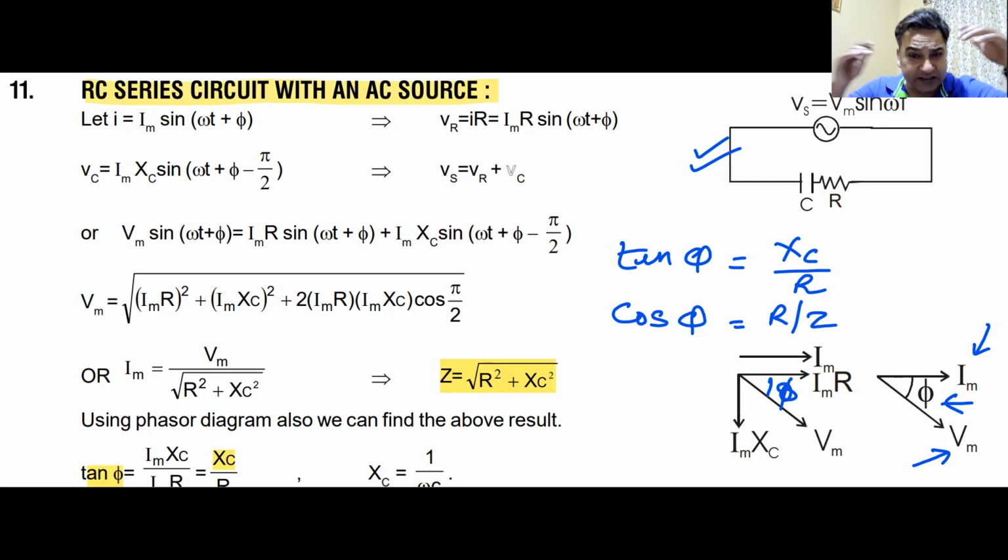If it is an RC circuit, voltage is lagging current by an angle phi. Tan of that phi is XC by R. Cos of that phi is R by Z. Z is equal to under root of R square plus XC square. Rest of the formulas all remain the same. I'll give you a minute to finish.